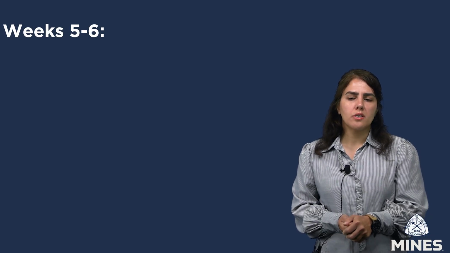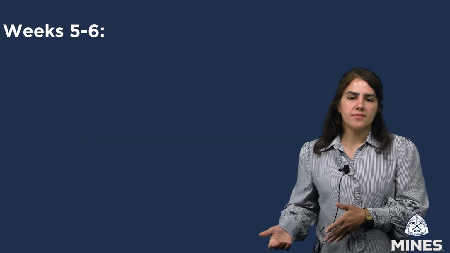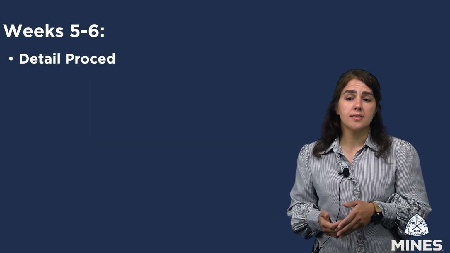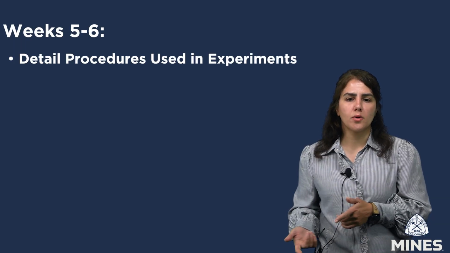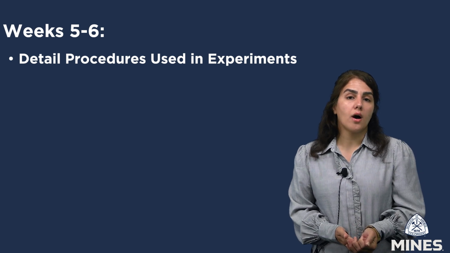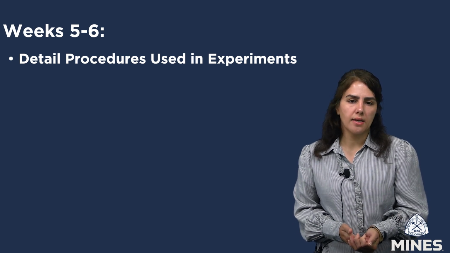Number 3. Writing the methods and results sections, weeks 5 to 6. In weeks 5 and 6, the writing process should begin by focusing on the less creative sections, such as the methods and results. The methods section should detail the procedures used in the experiments or data collection, offering enough detail for other researchers to replicate this study.